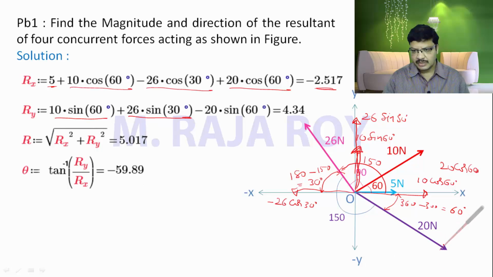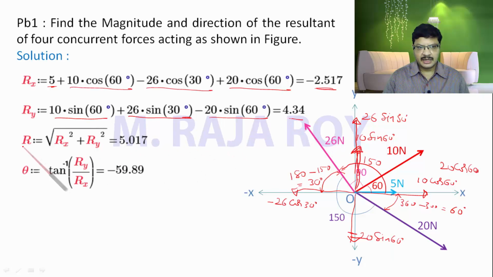Now coming to this 20 Newton force, this particular force will have y component in the downward direction like this. As it is acting in the downward direction, you can split like this in this direction. That means 20 Newton into angle 60, 20 sin 60, and this is towards negative y, so minus sign. That's why I am writing minus. So total I am getting 4.34.